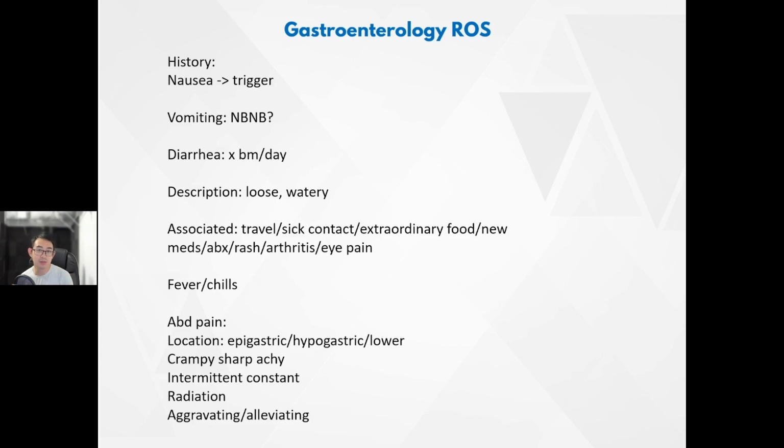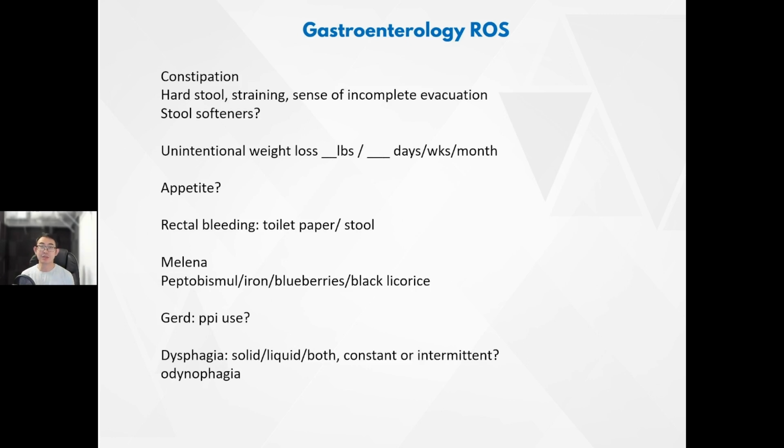And then rash, arthritis, eye pain, because we're going to relate that to inflammatory bowel disorder, right? And then ask if there's any fever or chills. For abdominal pain, you can use my rule, the LICORA rule. But on top of that, we can specify the characteristic of the abdominal pain. Is it crampy, sharp, or achy, right? Intermittent or constant.